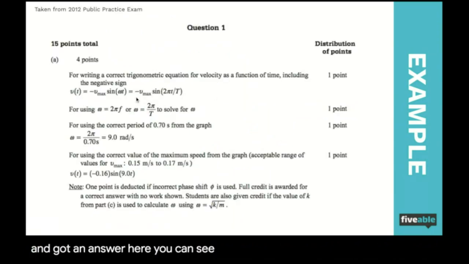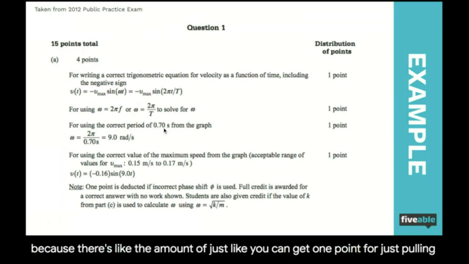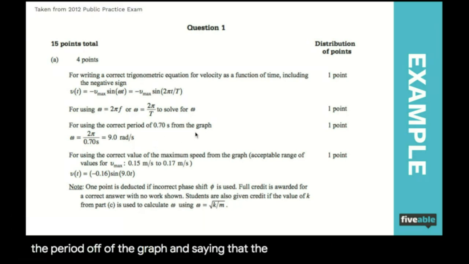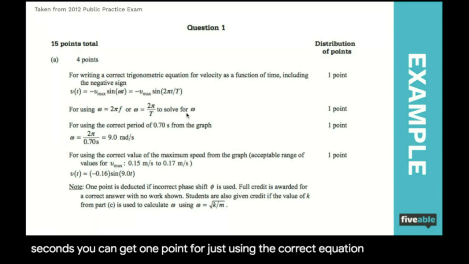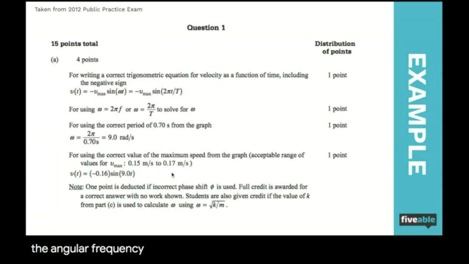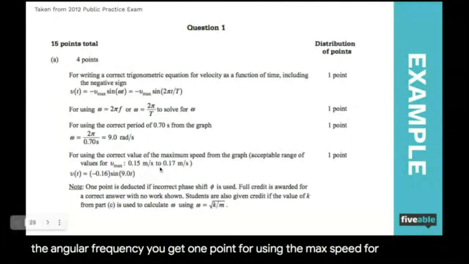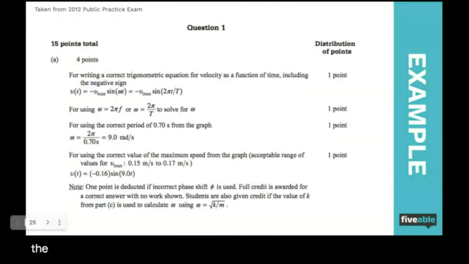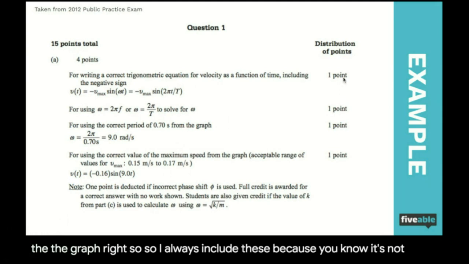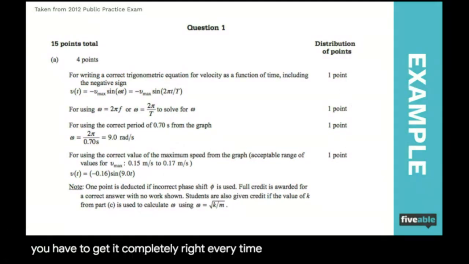I always like to put these in here because you can get 1 point for just pulling the period off of the graph and saying that the period is 0.7 seconds. You can get 1 point for using the correct equation and getting the angular frequency. You get 1 point for pulling the max speed, the amplitude, from the graph, right? I always include these because it's not like you have to get it completely right every time. It's not all or nothing, right?